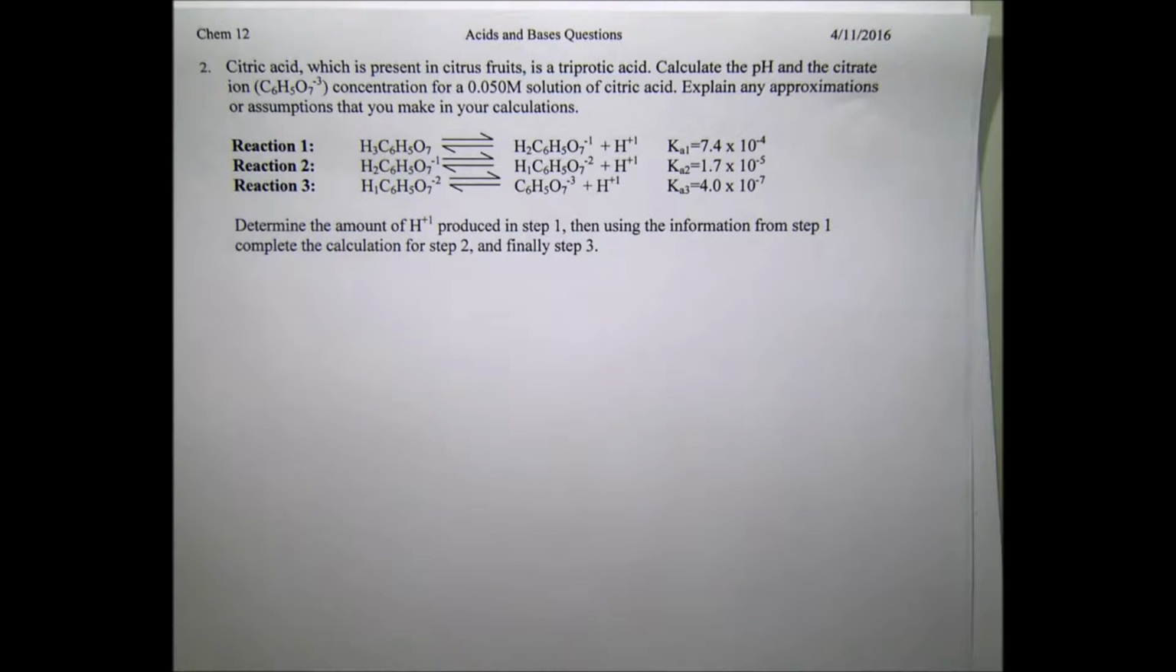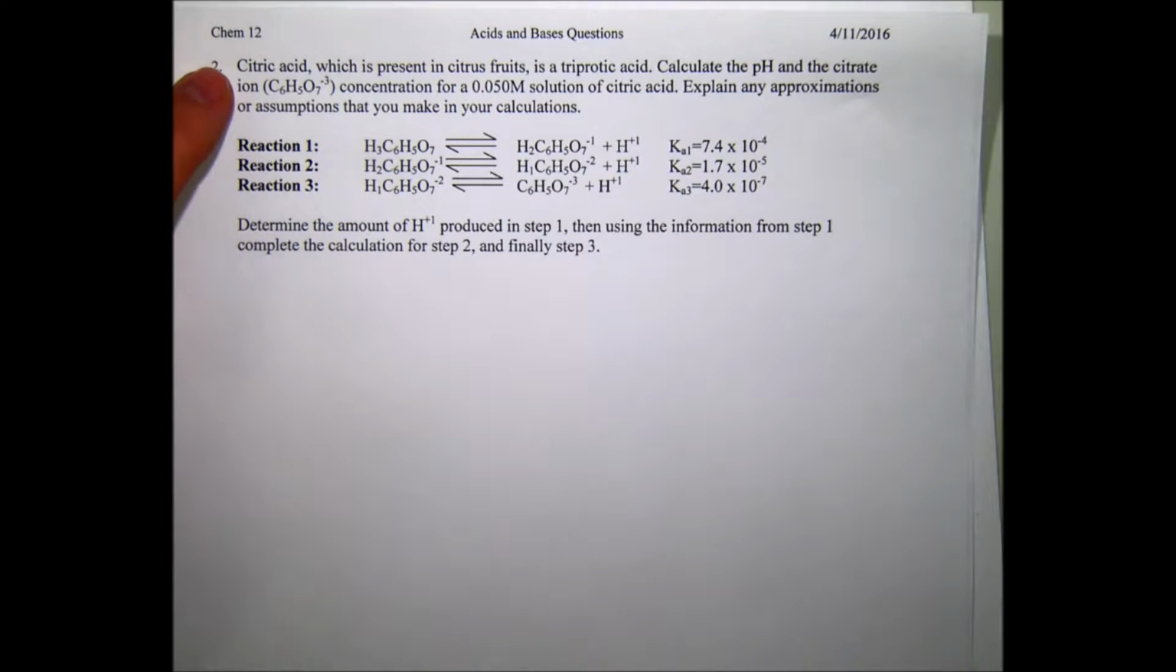So now we're looking at a problem that deals with a polyprotic acid. And a polyprotic acid is very simply an acid that can donate more than one hydrogen proton. In this particular case, we're going to use a very common acid that we would see in everyday life, which is citric acid, which is very common, obviously, in your citrus compounds, which is things like lemons, oranges.